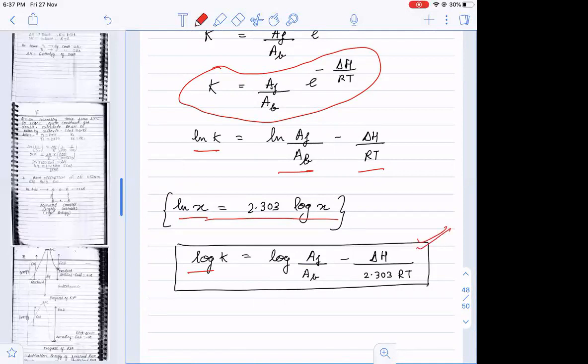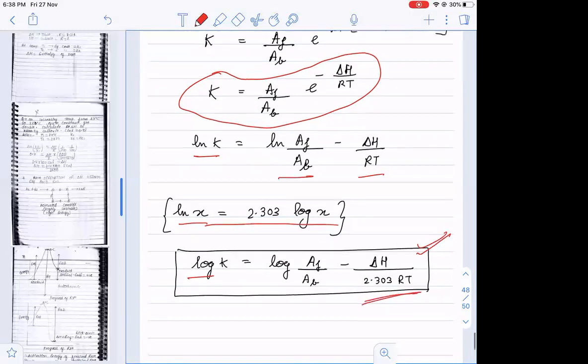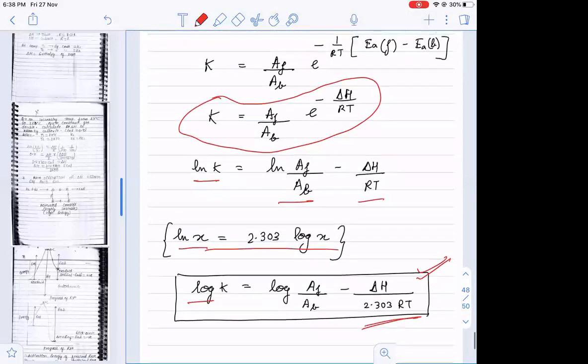And now the equation which we have obtained is log K is equal to log AF by AB minus delta H by 2.303 RT. Now this is also a very famous equation, although not as famous as the one which we are going to derive after it. By this particular relation, written in the box in front of you, we will derive a very famous equation known as Van 't Hoff's equation.